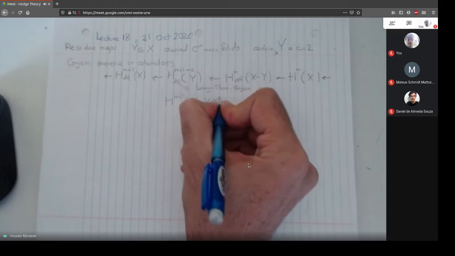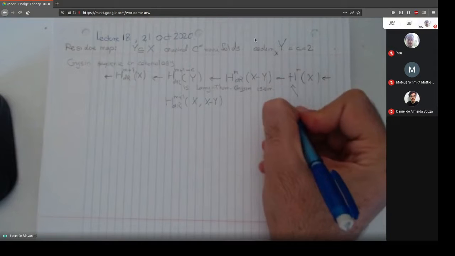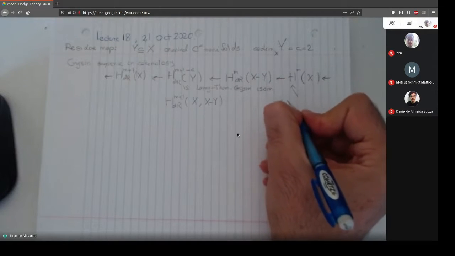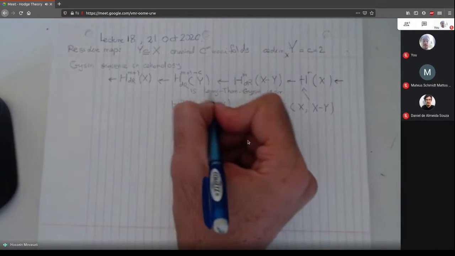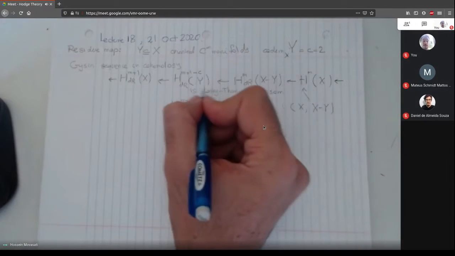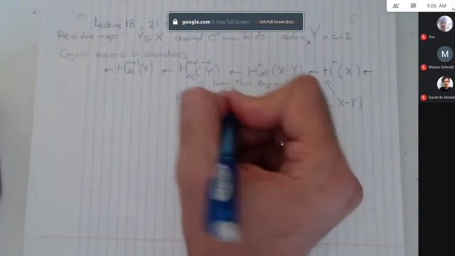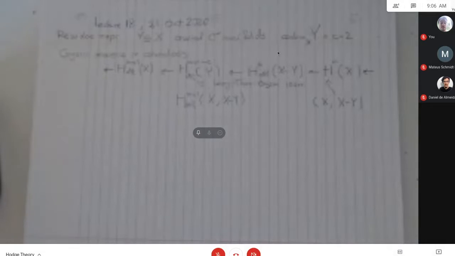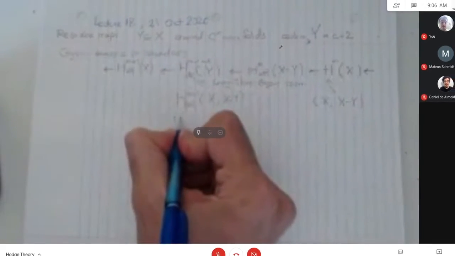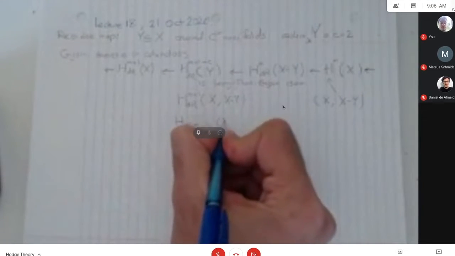x minus y theorem. At the end of the day, this is just the long exact sequence attached to the pair x minus y, and then the isomorphism given by Leray-Thom-Gysin. Anyway, okay. So maybe I write it in homology also. So in homology, you just change the direction.